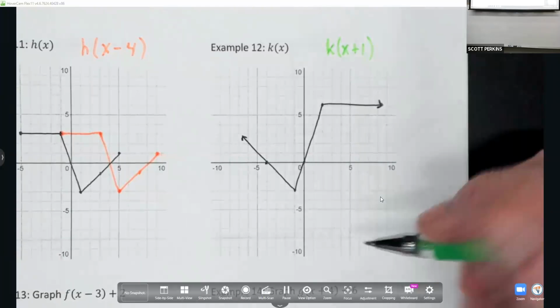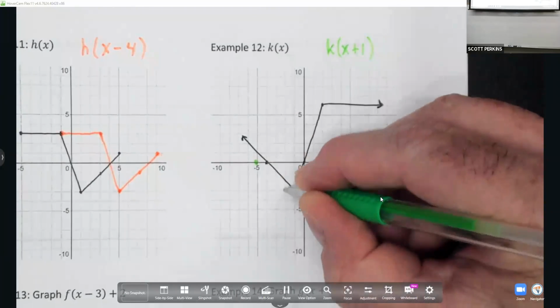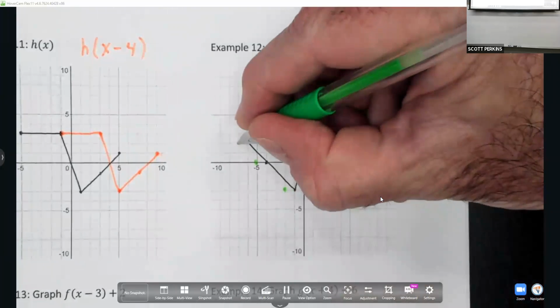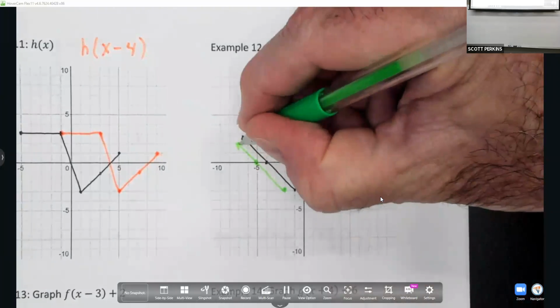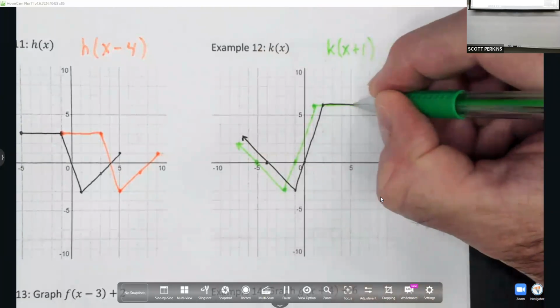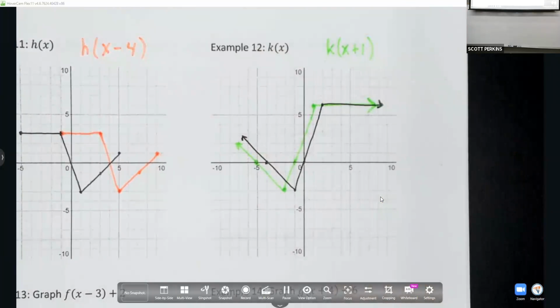All right, so on this one, everything's going to go left 1 unit. So left a unit, left a unit, left a unit, left a unit. And so it looks like that. And then just like that. And then, hard to see, but I'm doing my best. There's the rest.